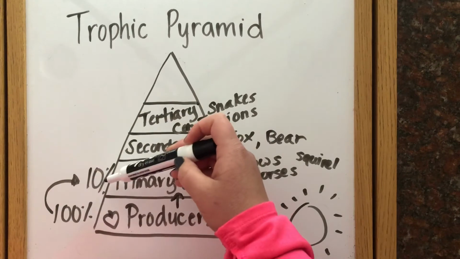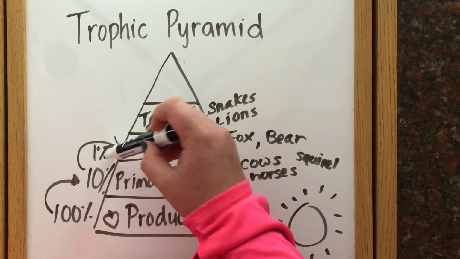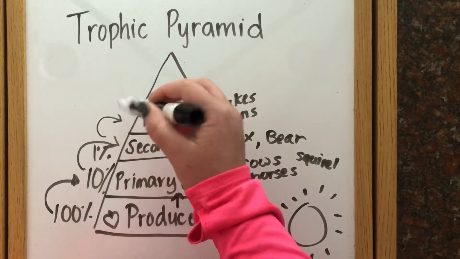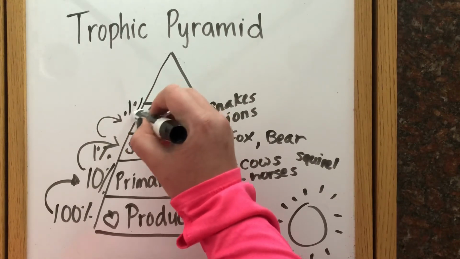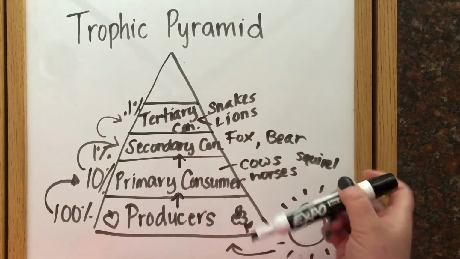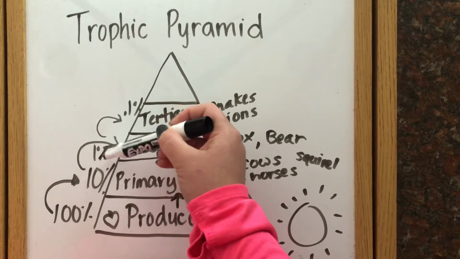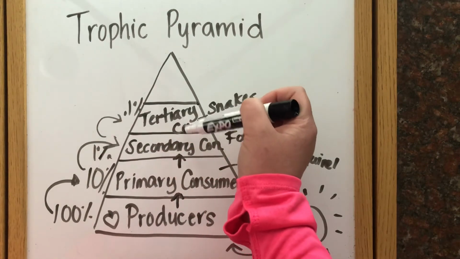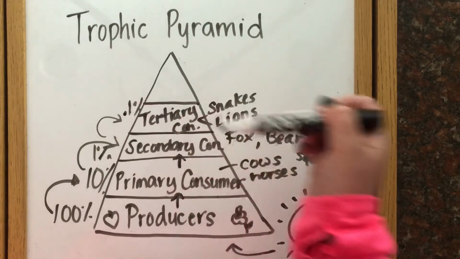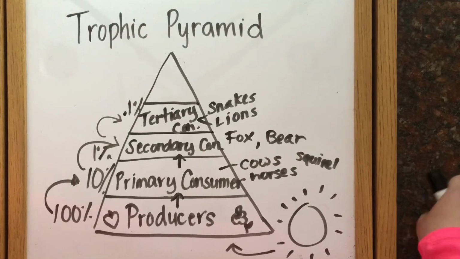And I forgot to mention over here with our 10% rule, producers get 100% of the energy from the sun, primary consumers get 10%, secondary consumers only get 1%. Notice how we've dropped another 10%, which means tertiary consumers only get 0.1% of that energy from the sun. So as the energy gets passed along, tertiary consumers consume secondary consumers. Secondary consumers only got 1% of that energy. So as the energy keeps flowing, they get less and less. So they need to eat a lot as well.